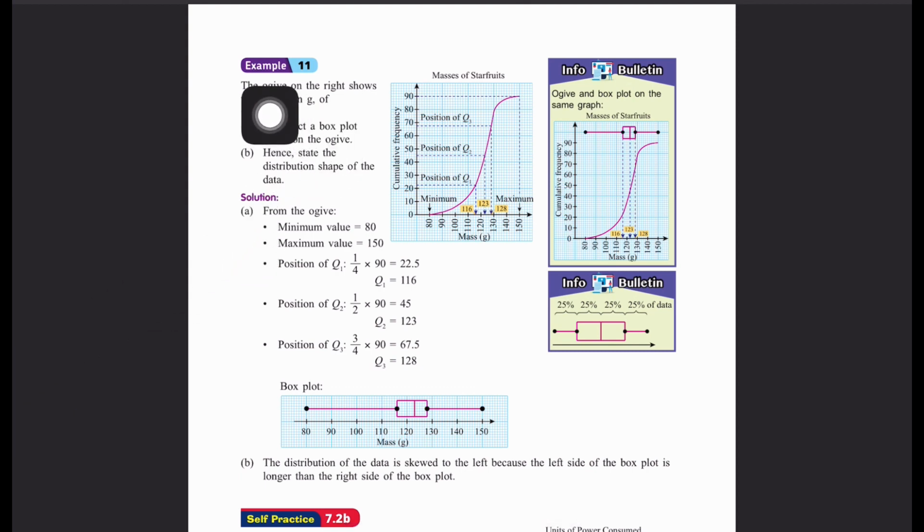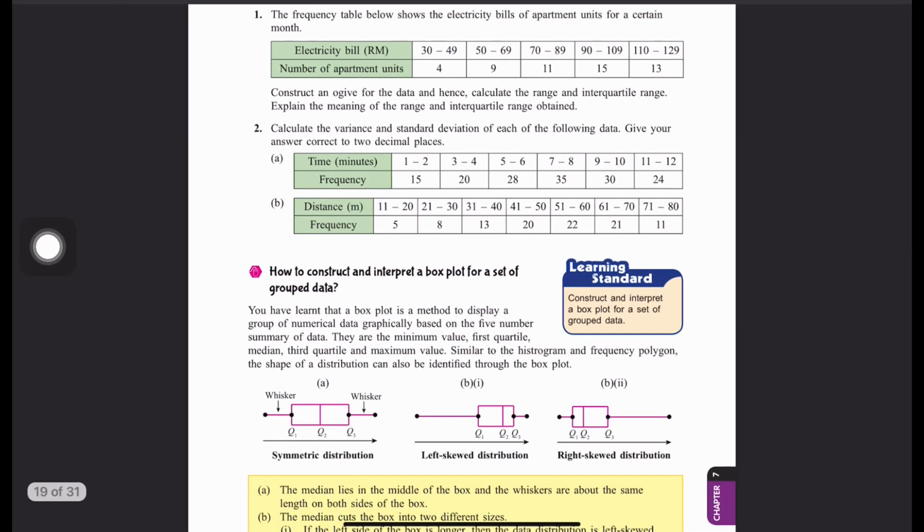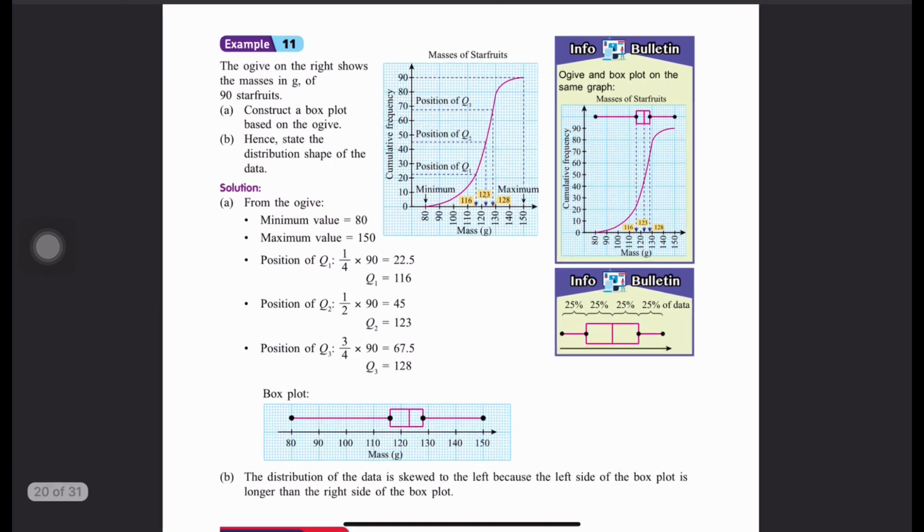Okay, so let's look at the first example for box plot. The ogive on the right shows the masses in gram of 90 star fruits. Apa star fruits? Buah belimbing kan? A. Construct a box plot based on the ogive. Hence, state the distribution shape of the data. Okay, so kita tahu untuk melukis box plot kita perlukan values of minimum, values of maximum, and then values of Q1, Q2 and Q3 kan. Yang ni kita ada minimum, ni maximum. So ada 5 benda yang kita kena cari daripada ogive untuk melukis box plot.